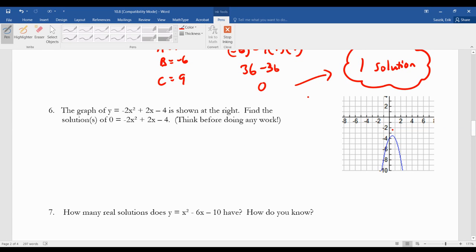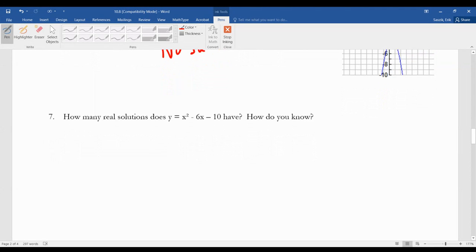I hope that you realize, look, you see the solutions, remember, is the same thing as x-intercepts. This parabola does not cross the x-axis. That's no solution. Okay, no work to do there.